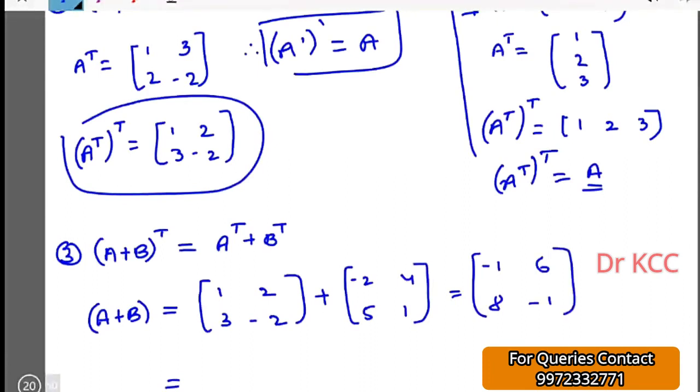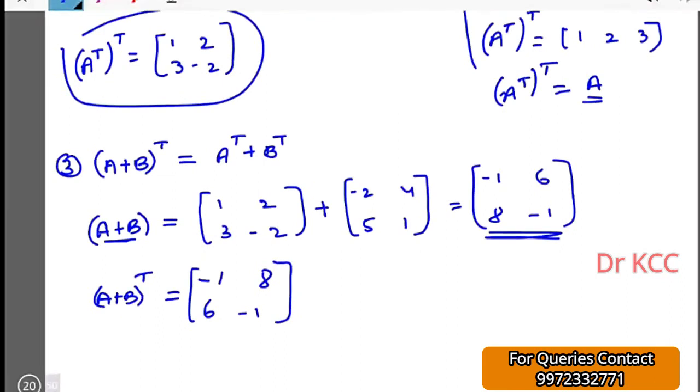Now take the transpose. Whenever you apply the BODMAS rule, you should simplify within the bracket first. That's why I went for A plus B first. Now take the transpose of this. When you take the transpose, what do you get? Minus 1 6 8 minus 1. Done. Then let's look at this now.